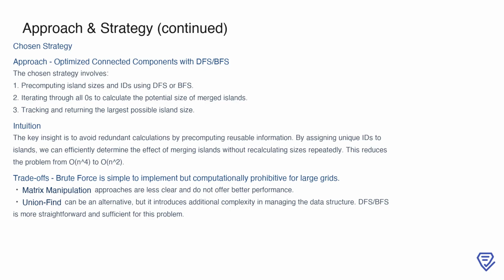While the brute force method is easier to implement, it's computationally prohibitive. Matrix manipulation techniques, on the other hand, are less intuitive and offer no performance gains. Union find is another option, but it introduces added complexity in managing the data structure, whereas DFS or BFS provides a straightforward and effective solution for this problem.